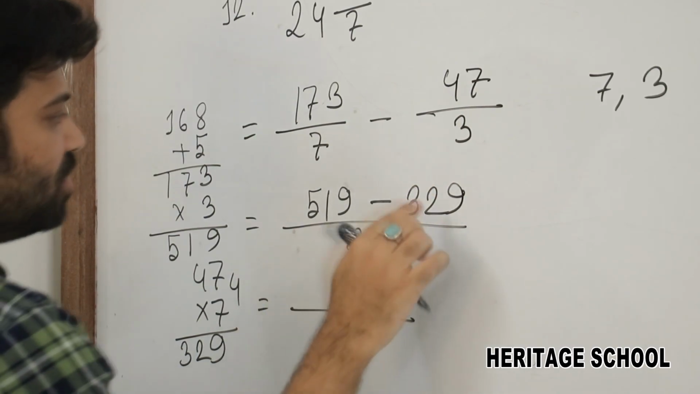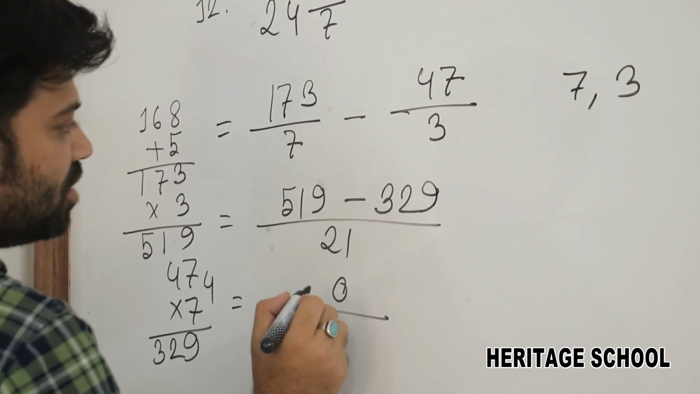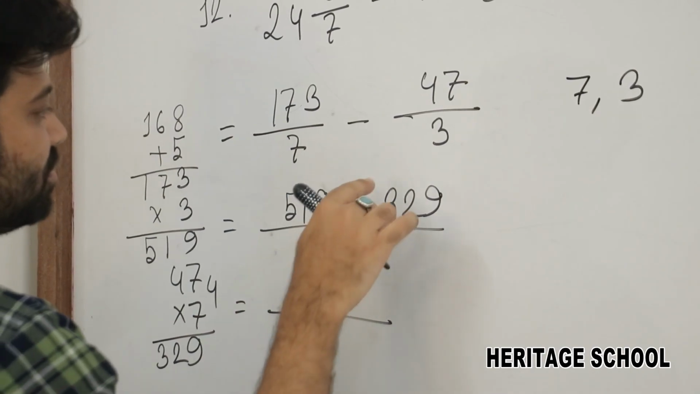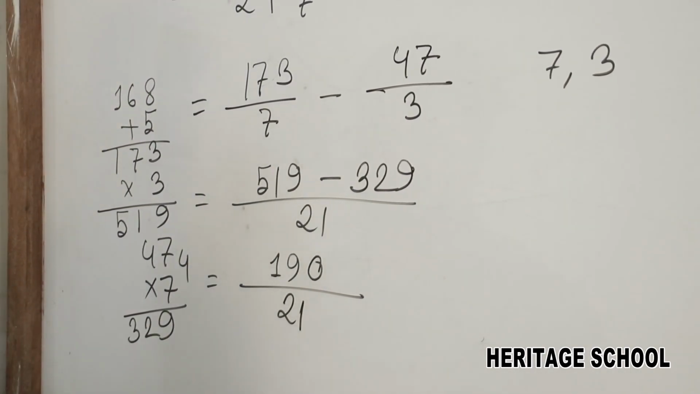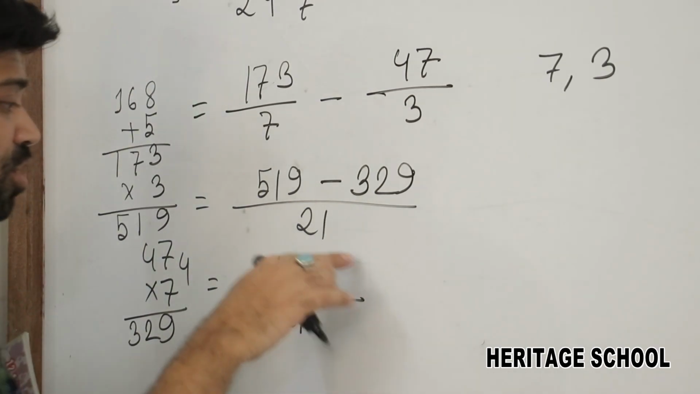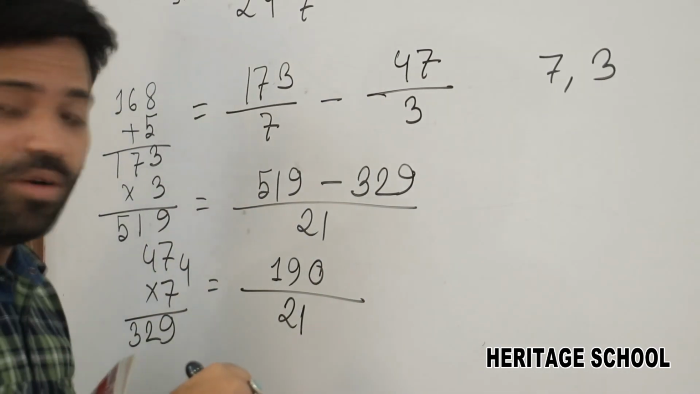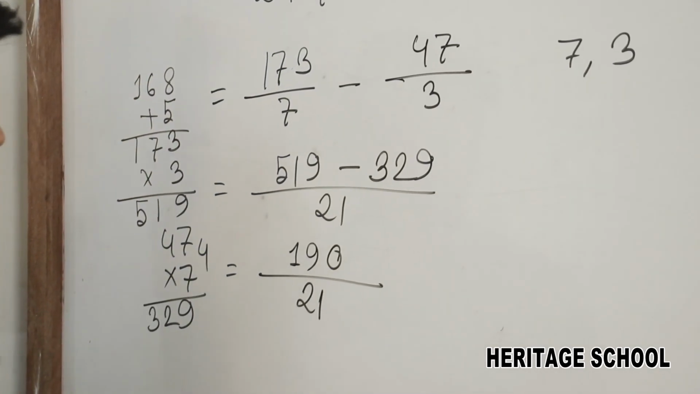9 and 0. 2 to 11 is 9. Carry 1. Carry 1 plus 3, 4. 4 to 5 is 1. 190 by 21. That's why we have got an answer. This answer is in improper form. That's why we have to convert this improper number to a mixed number.